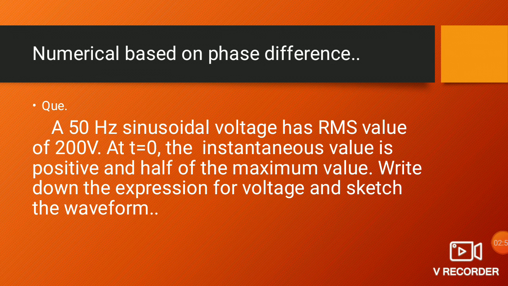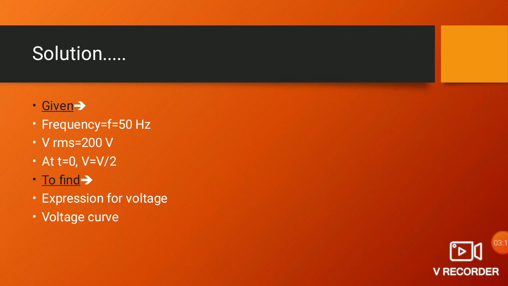Now let us solve a numerical based on phase difference. The given problem is: a 50 Hz sinusoidal voltage has an RMS value of 200 volt. At t = 0, the instantaneous value is positive and half of the maximum value. Write down the expression for voltage and sketch the waveform. Now let us move towards the solution.